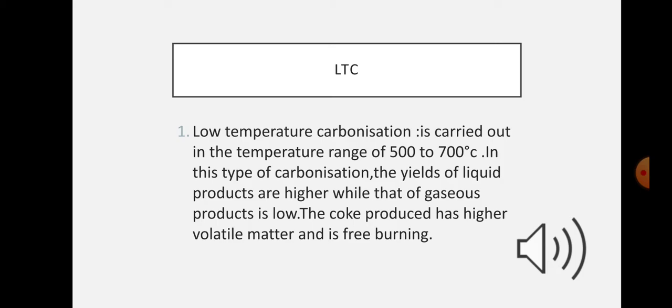And what is carbonization? Converting coal into coke. So LTC is one of the methods of carbonization. So here also the coal is converted into coke. So the coke produced has higher volatile matter and is free burning.